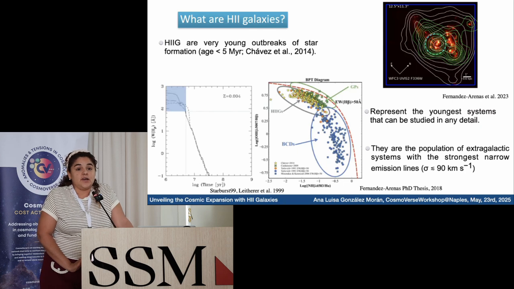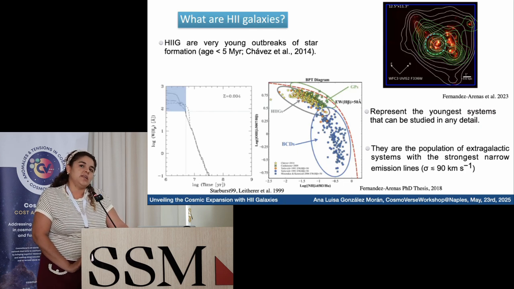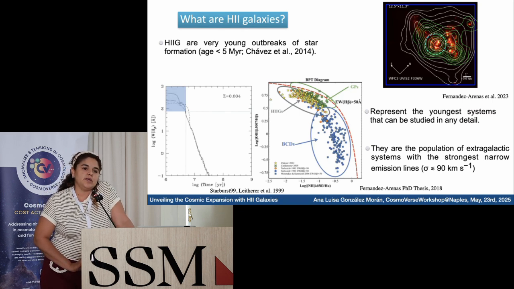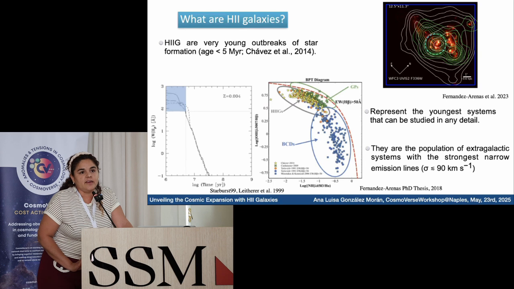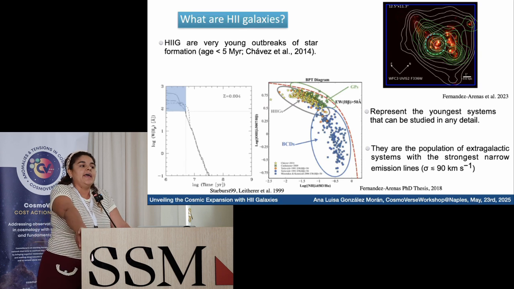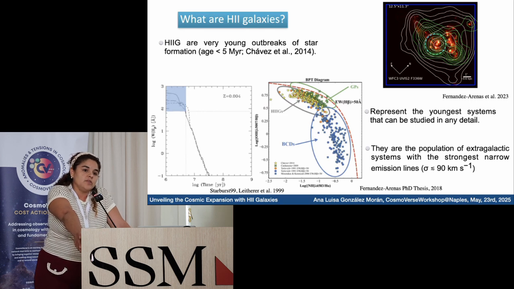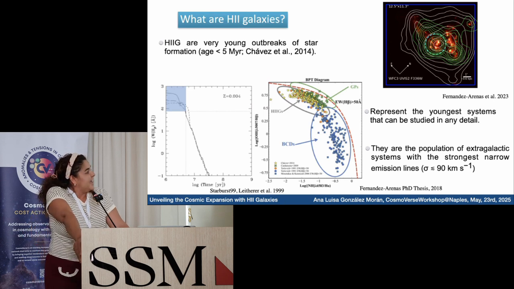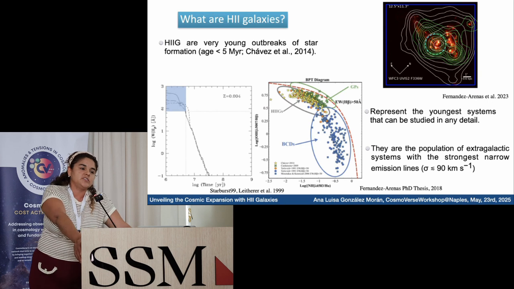And how do we select H2 galaxies? We select H2 galaxies by the equivalent widths, because stellar population models predict that if we select targets with very high equivalent widths, typically higher than 200 angstroms in the rest frame, the star-forming burst is younger than 5 megayears. Also, we know that H2 galaxies fall in the high ionization and low metallicity region on the BPT diagram. No, I don't have the laser.